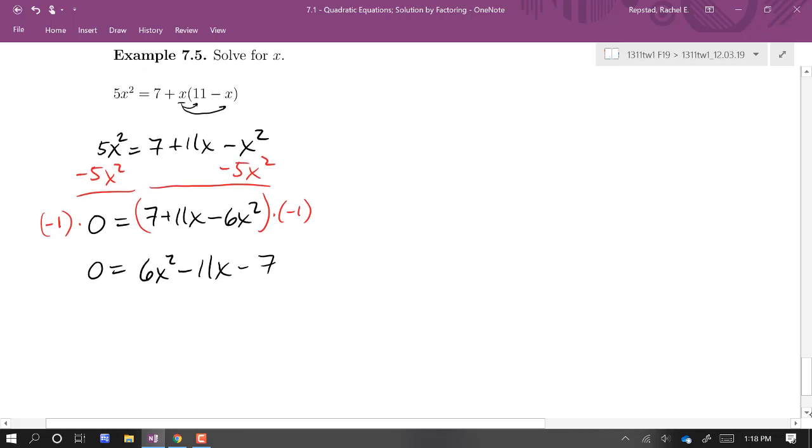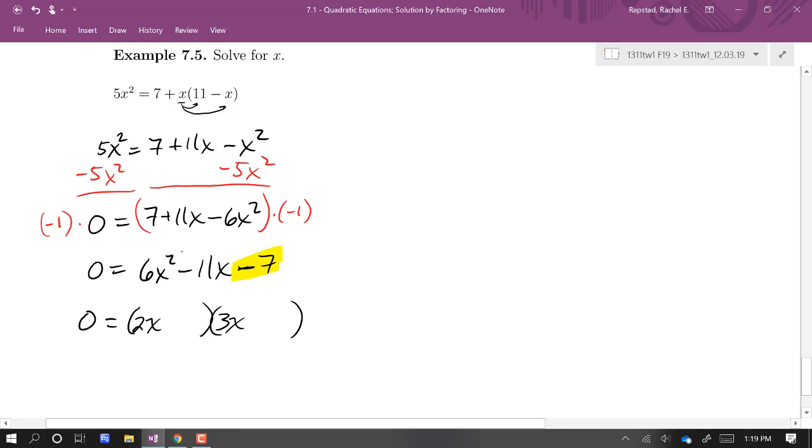Now the 7 is prime, so I know I'm only going to have 7 and 1 for the second terms in those parentheses. 6 is composite, so we have a couple options. It's either 6 and 1 or 2 and 3, and we might have to just try a few things first. So Pete says it's 2 and 3, so 2x and 3x. Now the last term is a negative 7, so one's going to be a plus and one's going to be a minus. It might not be entirely obvious which.